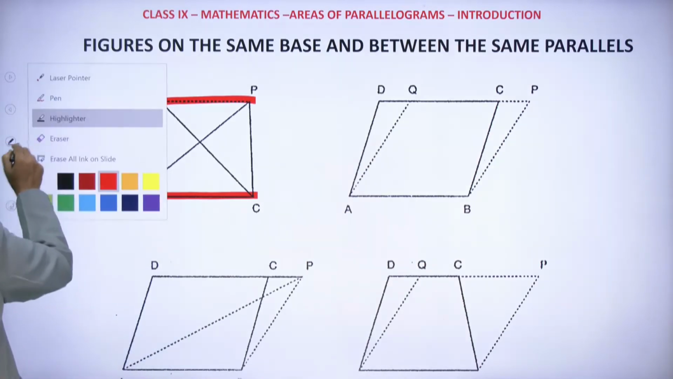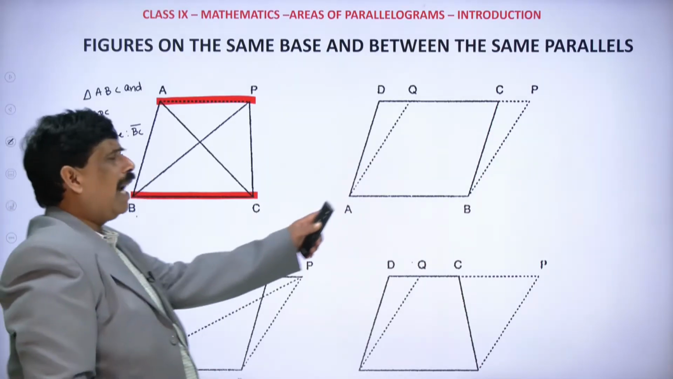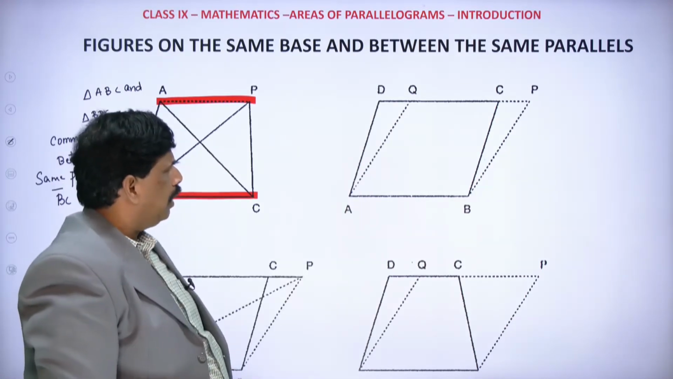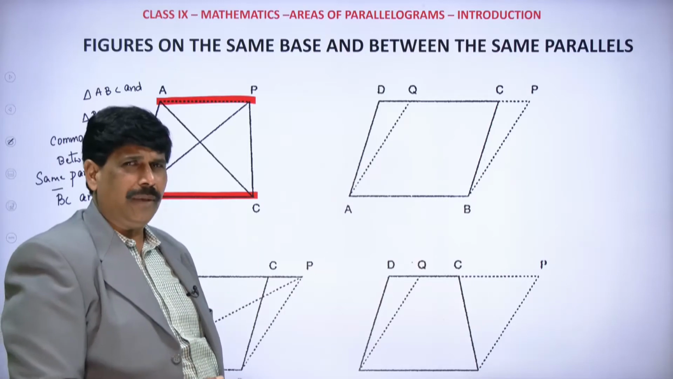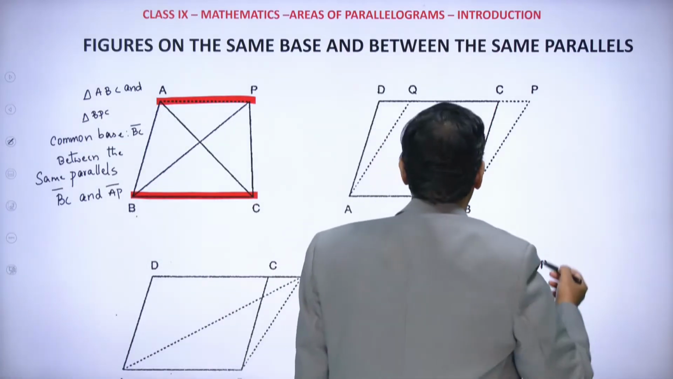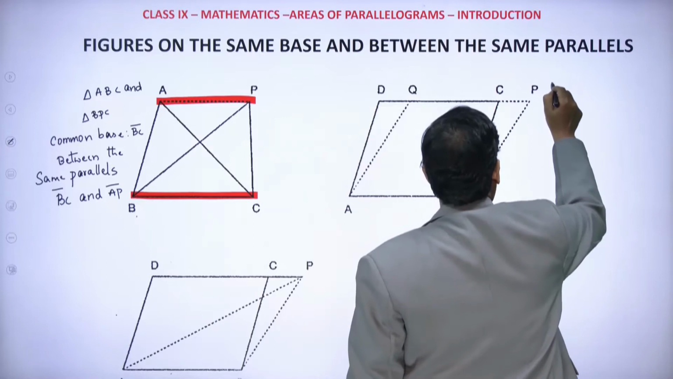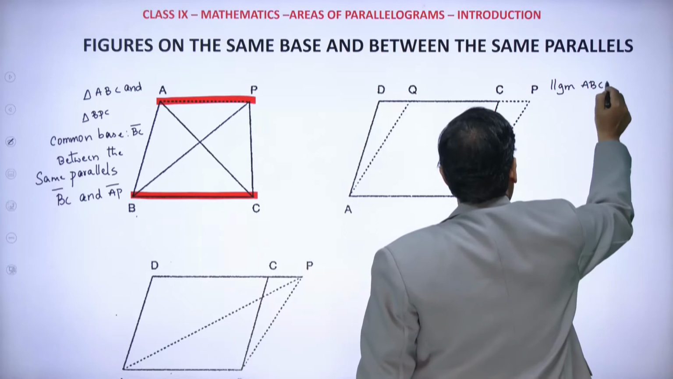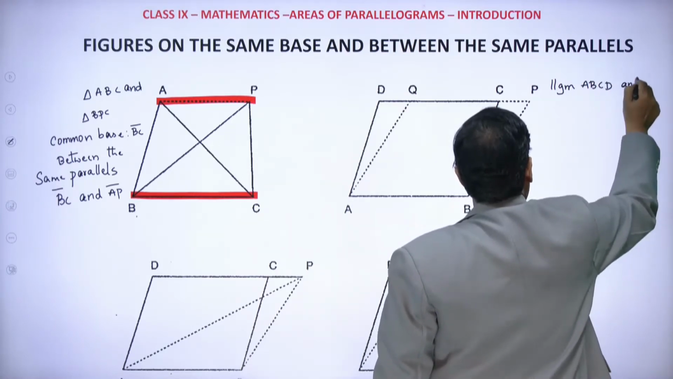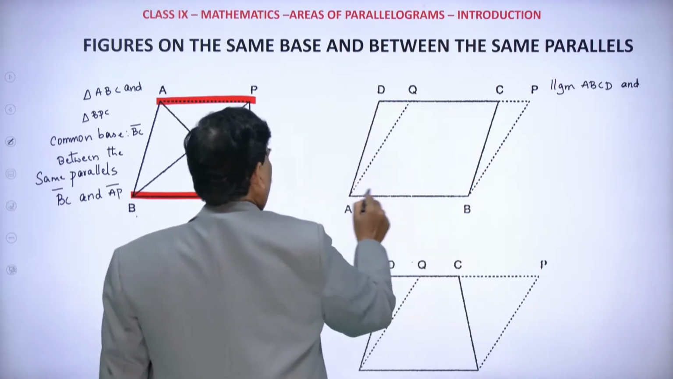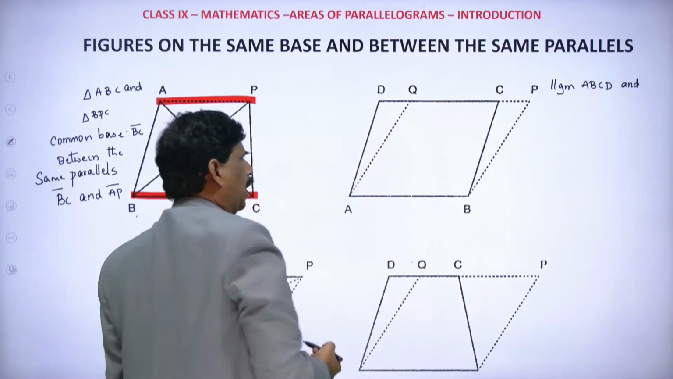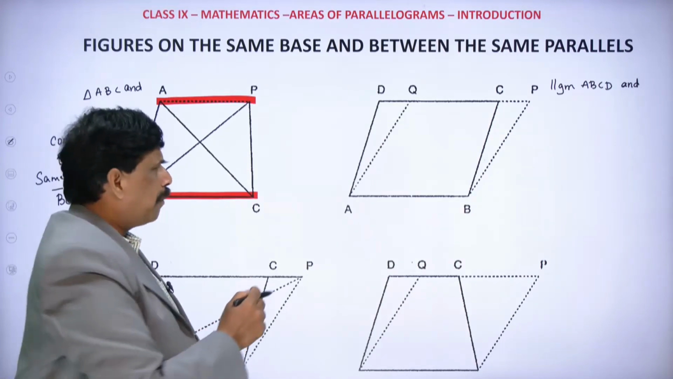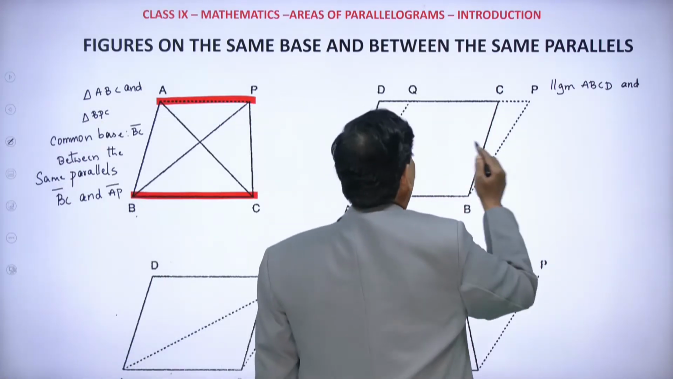You look at here. Can you say now what you are seeing here? We are seeing parallelograms here. What are the two parallelograms you are seeing? Can you name them? One parallelogram is ABCD. That is one parallelogram. What is the another parallelogram here? The another parallelogram is ABPQ.